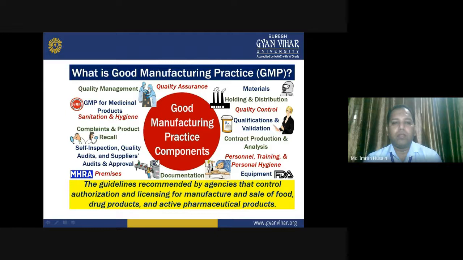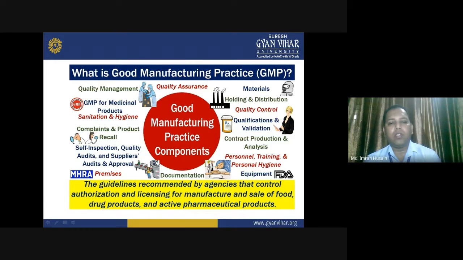GMP for medical product, sanitation and hygiene. Not a single dust particle is appreciated in the production of medical products or medical equipment. Sanitation and hygiene is of utmost importance. Complaints and product recall. So if you receive any complaint or recall on your product, how do you cover it, and how well do you entertain your customer.